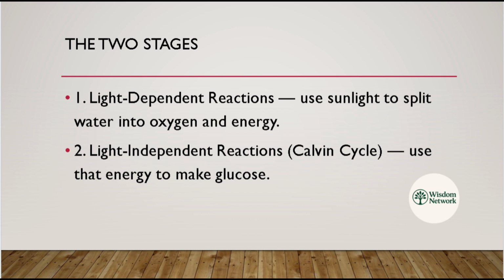In the second stage, which is the light-independent or Calvin cycle, the reactions occur in the stroma of the chloroplast, where the energy from the first stage helps convert carbon dioxide into glucose.